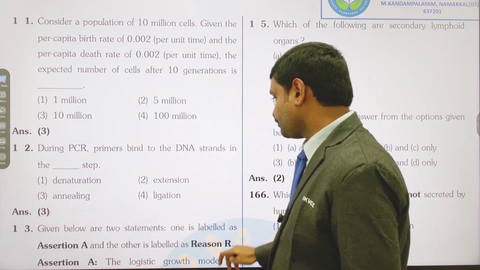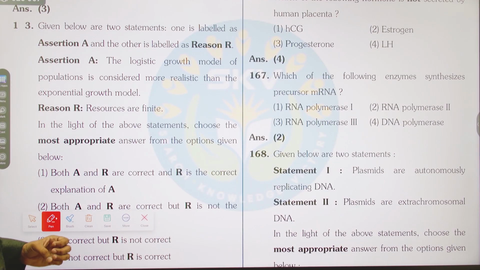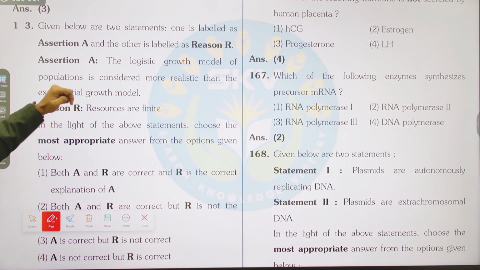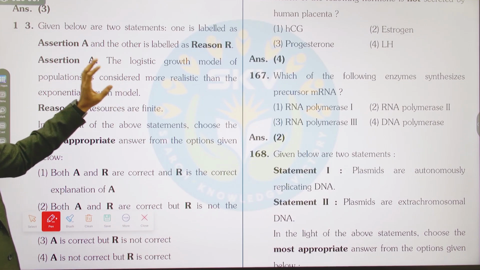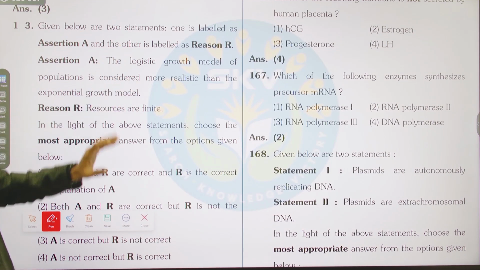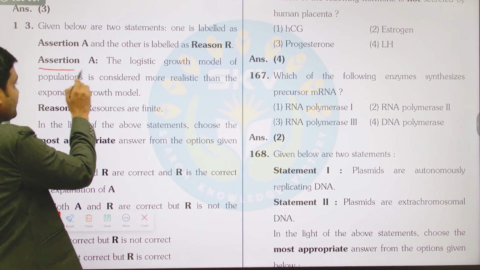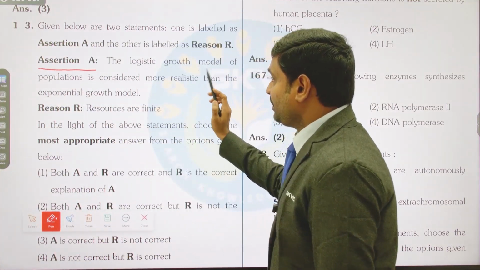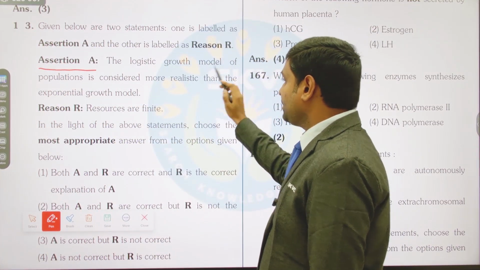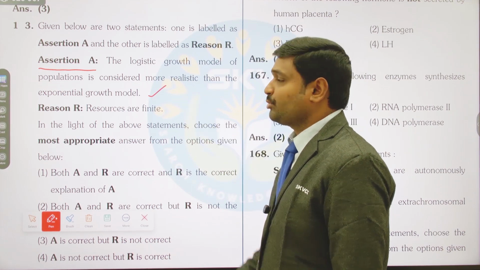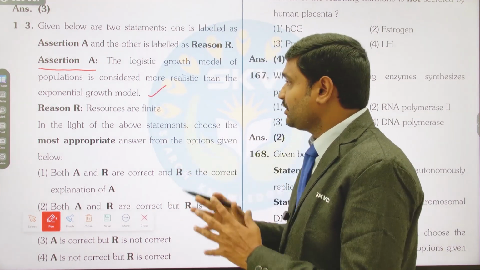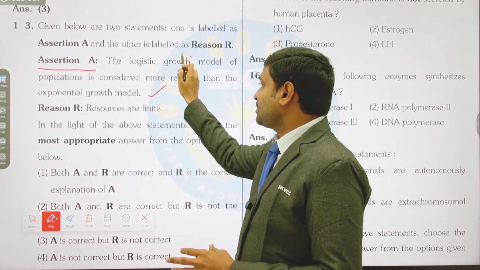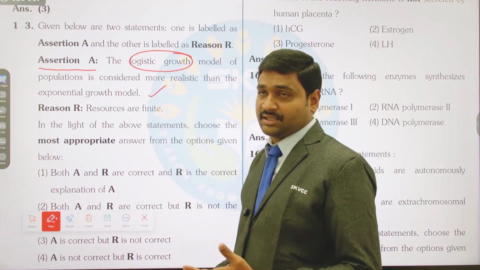Next. Okay, question number 163. Given 2 statements, one labeled as assertion and another labeled as reason. Now let us see the assertion. The logistic growth model of population is considered more realistic than the exponential growth model. Yes, absolutely a true statement, because logistic growth is more realistic.